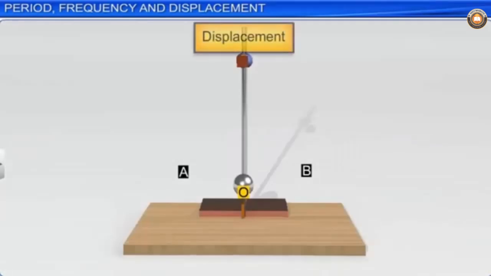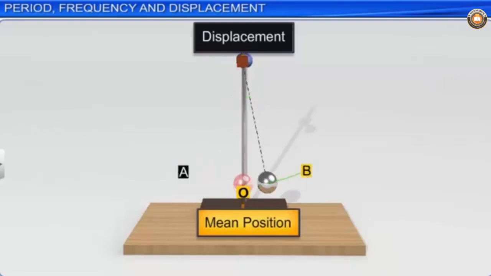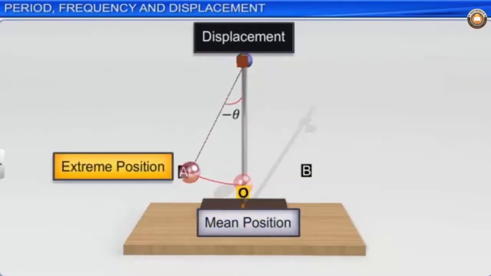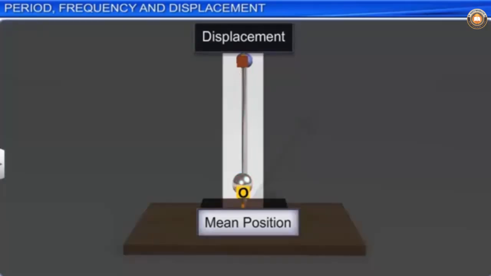Now let us discuss the displacement of a body executing oscillatory motion. Consider the same example of the pendulum moving. When the pendulum moves away from the mean position O towards the extreme position, its displacement from the mean position increases. And when the pendulum returns towards O, the displacement from the mean position decreases. In oscillatory motion, all displacements are measured from the mean position.